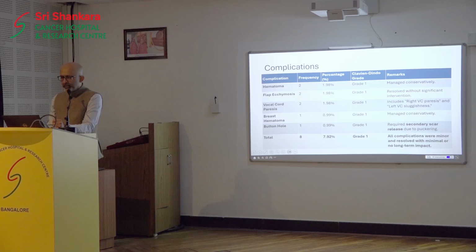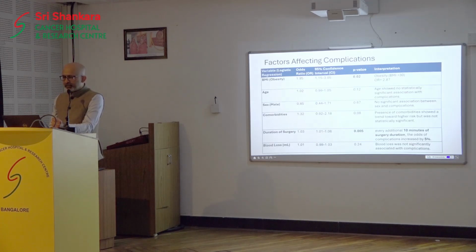Now, if you see this, hematomas, which I showed you, are two. Flap ecchymosis, sorry, 2 cases had hematoma, we didn't intervene there. Flap ecchymosis you saw, vocal cord paresis, breast hematoma, which I showed you, and buttonholing, which I showed you. This is how our complication list, other than parathyroid related complications, looks.